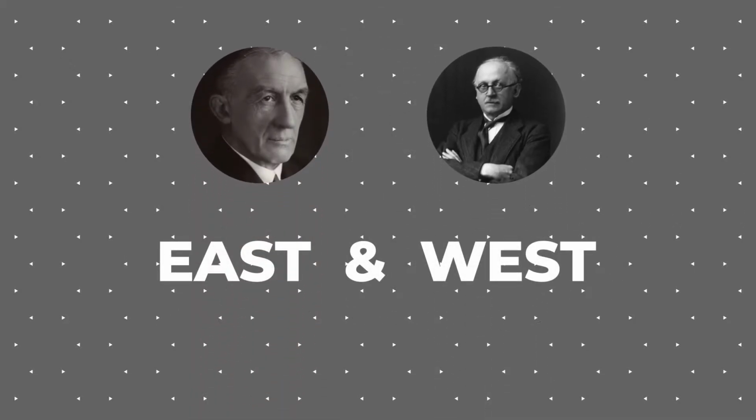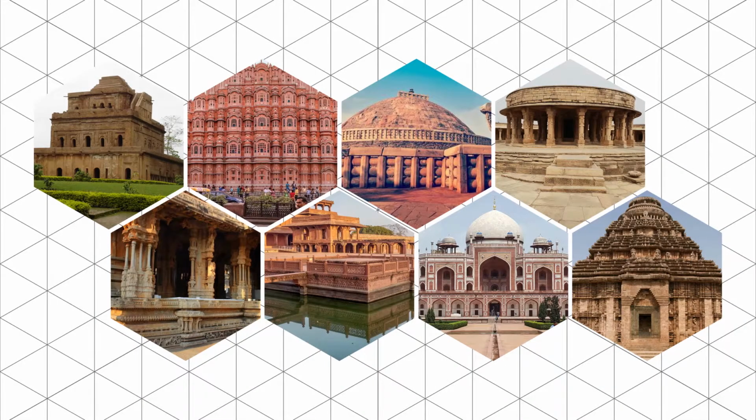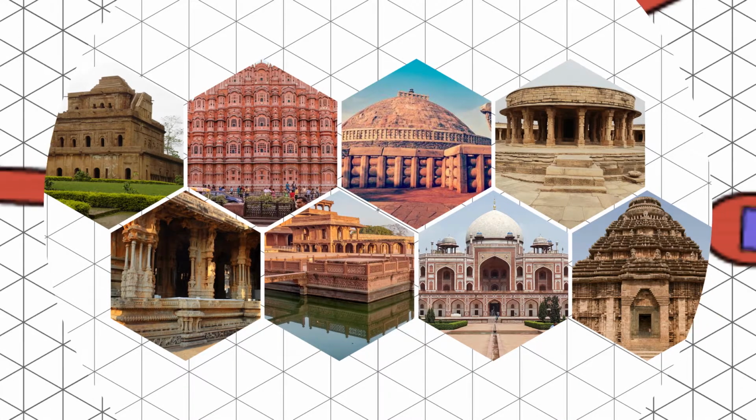Lutyens and Baker found sufficient ground to create a harmonious set of buildings on the rise of a hill, creating a blend of the best of elements from east and west.